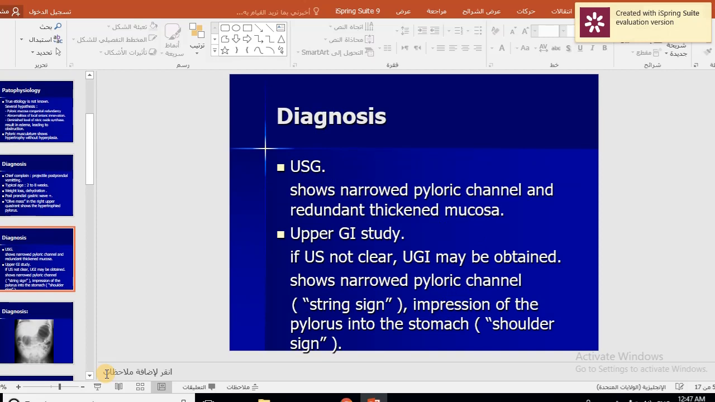To complete the diagnosis, we can do ultrasonography and upper GI series, barium meal. Ultrasonography shows narrowing of the pyloric channel and redundant thickened mucosa, and it is the main diagnostic way to be sure that there is pyloric stenosis. An upper GI study must be done if we are still in doubt whether there is pyloric stenosis or not. There is the string sign, impression of the pylorus into the stomach.